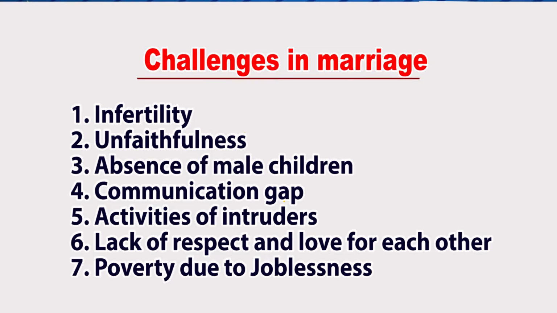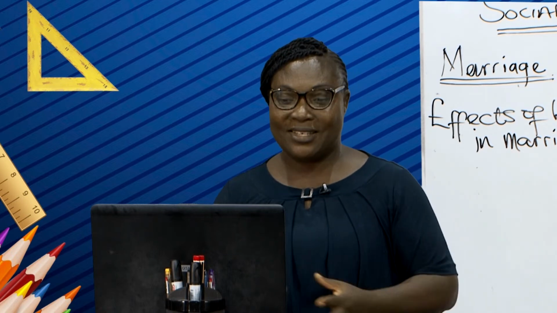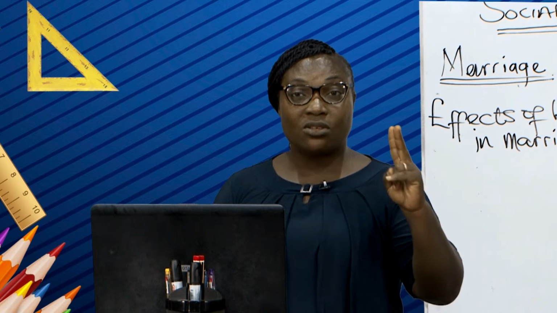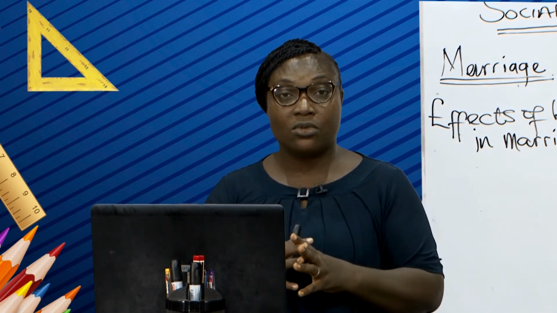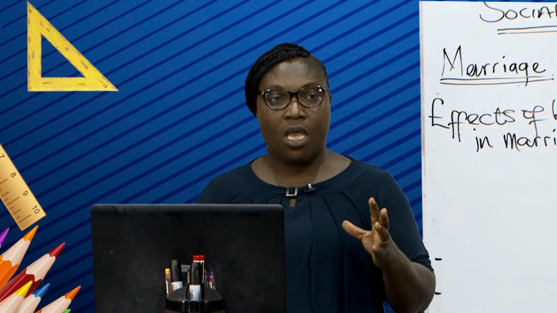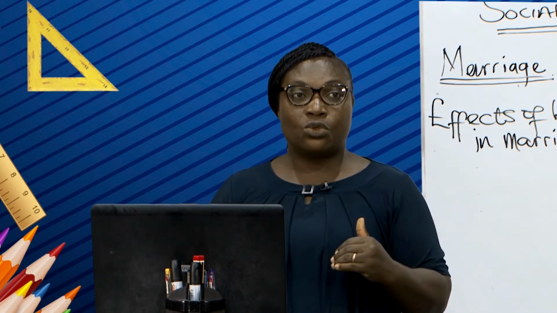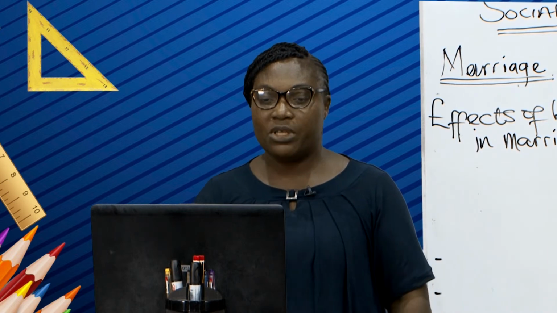Number 5, we have activities of intruders. Who are the intruders? Family members, neighbors, friends. They are all intruders. You know that marriage is between two people, and it's the two people that are supposed to always have communication. So they are the two people that are supposed to discuss their problems. But when you now see a third party coming in to interfere in the issue of the family, then there will be problem in the family.